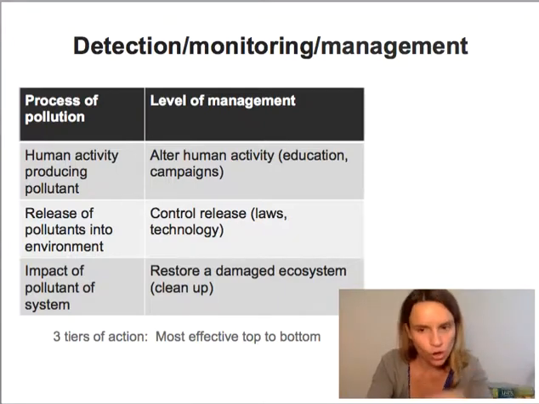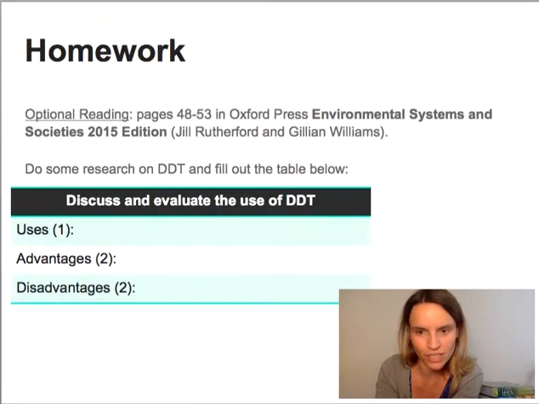Your last homework assignment for Unit 1 of this course is, if you're following along in this great textbook, go ahead and read pages 48 to 53 in the Oxford Press Environmental Systems and Societies 2015 edition. And if you're not, you can go right to this writing assignment. I want you to do some independent research on DDT. Remember, DDT is a persistent organic pollutant that was used as a commercial insecticide for a long time. I want you to talk about the uses of DDT, the advantages of DDT, and the disadvantages of DDT.